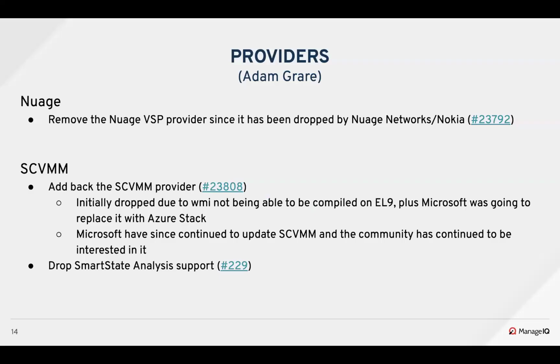So this was initially dropped for a couple of reasons. One, Microsoft was deprecating it and going to replace it with Azure Stack. And specifically, we were unable to move to CentOS 9 because we couldn't compile one of the gems. The C library was used only for smart state, so we dropped smart state analysis for SCVMM and added the provider back since there's still some community interest in it.